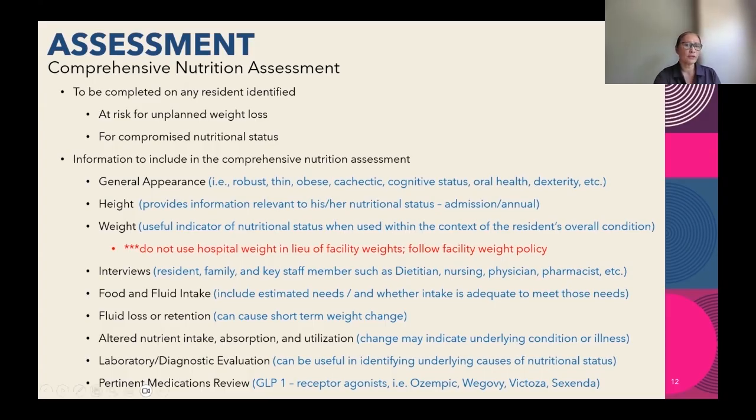And then of course the interviews, if possible, involve the resident, family members, key staff members such as dietitian, nursing, physician, pharmacist, etc.